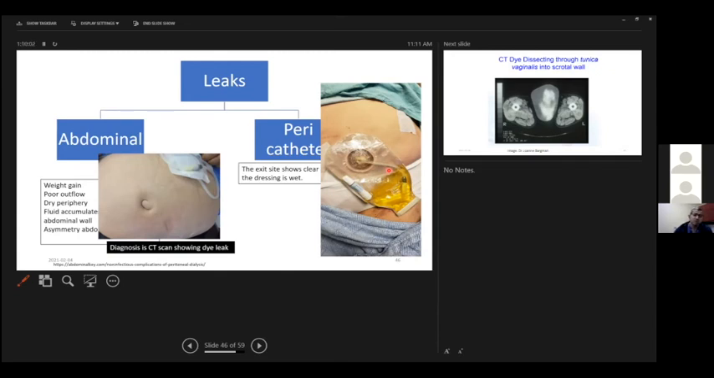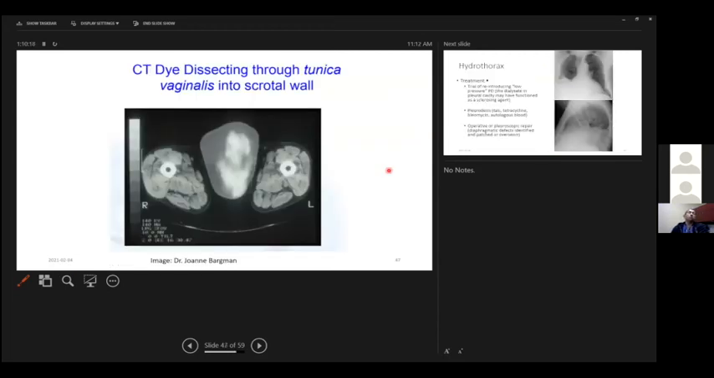So the lesson learned here: if you start using a PD catheter sooner than 2 weeks in the normal population, or sooner than 4 weeks, then you can get a leak here, okay? Especially if the patient has weak musculature, like a patient with cirrhosis or any other malnutrition. Now, what will happen if the leak happens in the abdominal wall? Obviously, the fluid goes down to the scrotum in males and the labia in females.